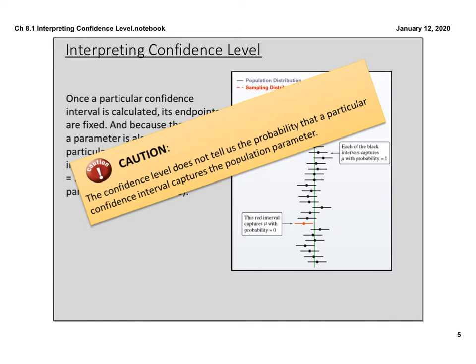Okay, so be careful. It says the confidence level does not tell us the probability that a particular confidence interval captures the population parameter. It's not a probability question. It just tells us how many times our interval includes the mu. So how often does our confidence interval include the true population parameter, whatever the parameter is that you're looking at?